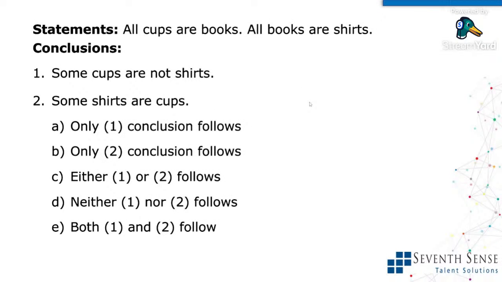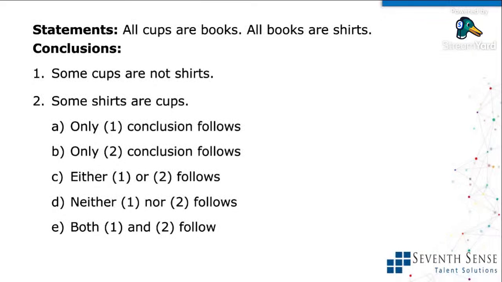Try this. All cups are books. All books are shirts. Quickly try this. All cups are books. All books are shirts. Some cups are not shirts. Some shirts are cups. You can add some more, telling that all cups are shirts. All books are shirts. Like this. You can add some more conclusions to check.